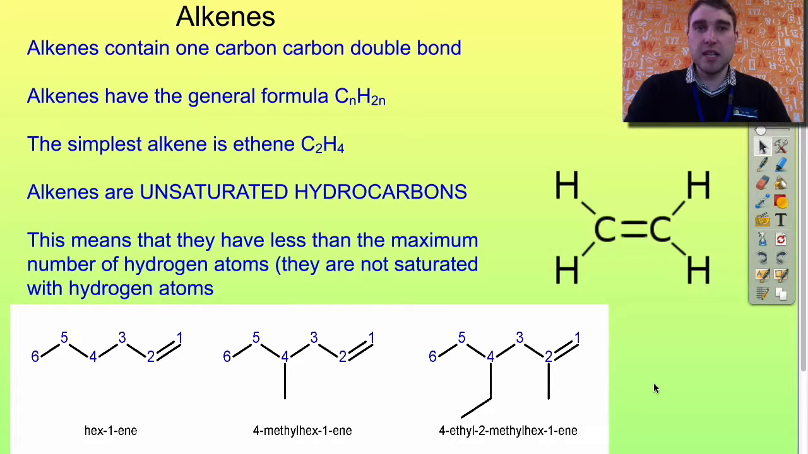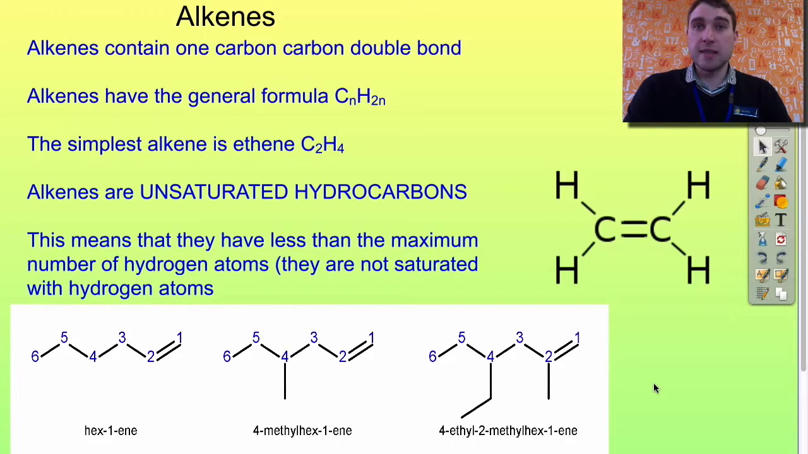Right, so alkenes are organic compounds that have a carbon-carbon double bond, at least one somewhere in them. We're only going to look at chains and chains with branches. We're not going to look at rings or anything like that.